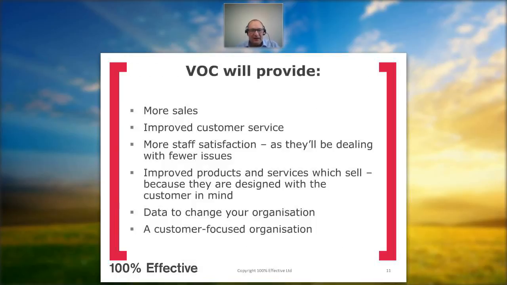We have to understand what's important to our customer. If we can, we'll sell more, we'll get improved customer service, and we'll get better staff satisfaction because people won't be dealing with all these issues every day. We'll get better organization, our design will be better, our customer focus will be better, and we'll really take things from a customer perspective all the way through our business.